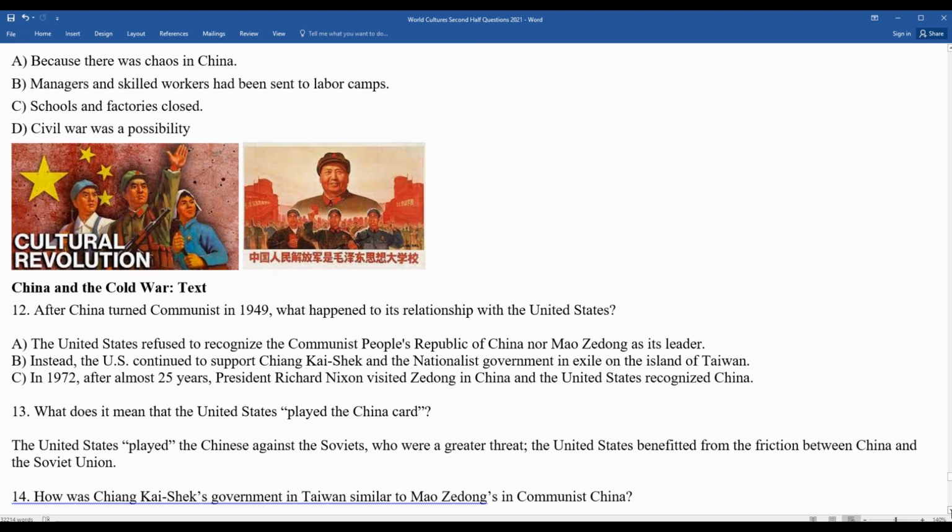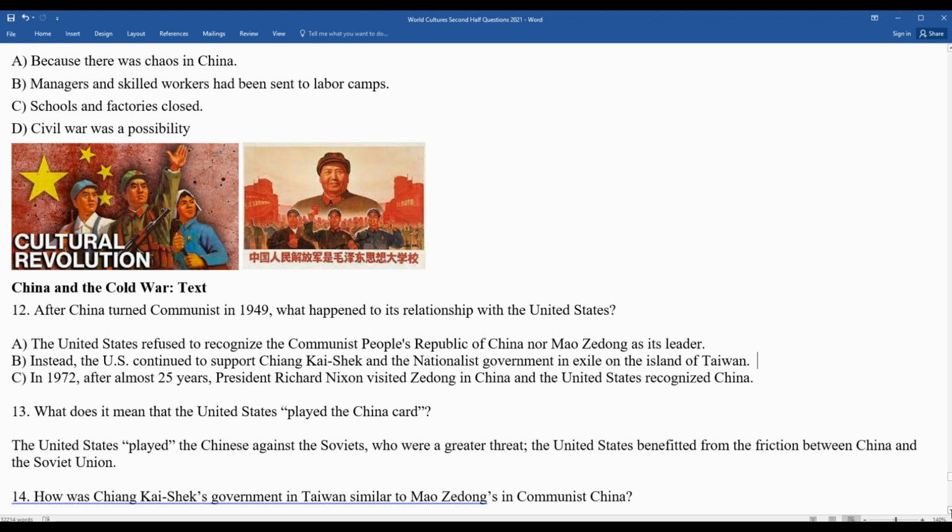Well, we did this with the Soviets. They were a greater threat. The United States benefited from the friction between China and the Soviet Union. So as long as the Chinese and the Soviet Union did not unite together, the United States felt like they were in a good position to hold off communism in a potential Cold War battle.